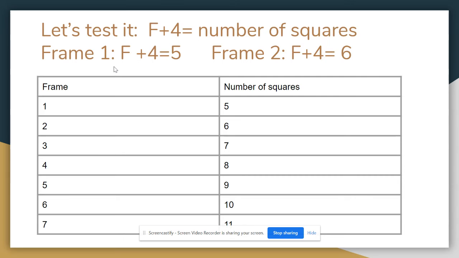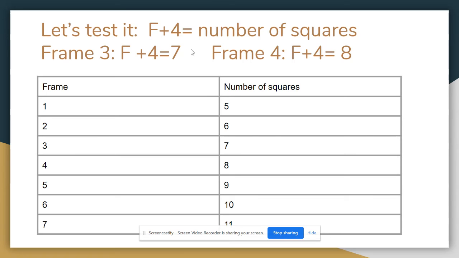So for frame 1, F plus 4 equals 5. So if frame 1, the F becomes a 1. 1 plus 4 equals 5. The number of squares is 5. For frame 2, the F would become a 2. 2 plus 4 equals 6. In frame 2, were there 6? Hey, it's working.